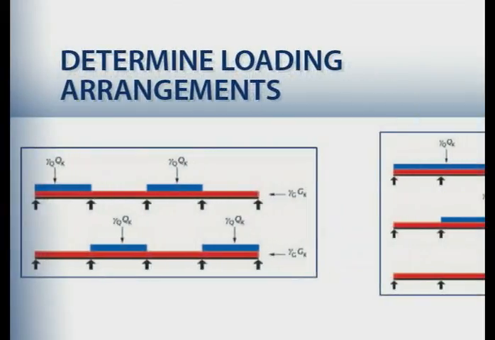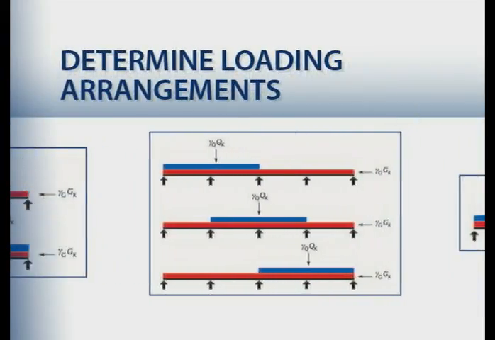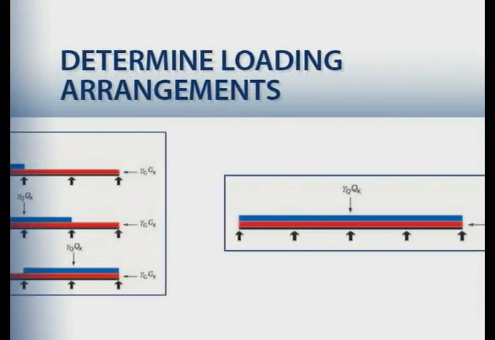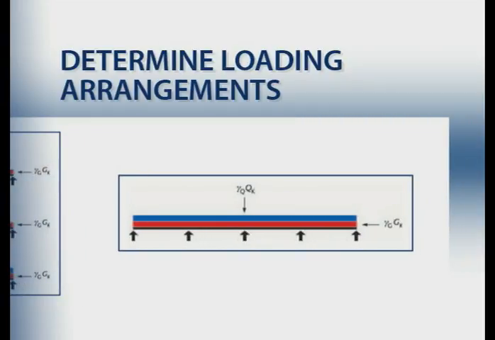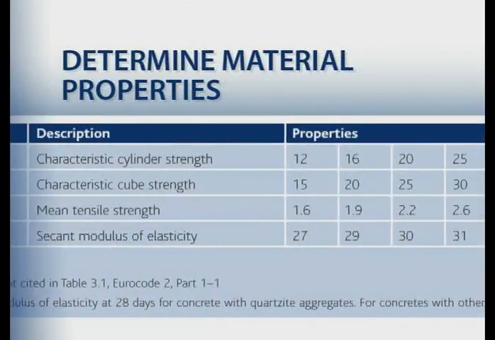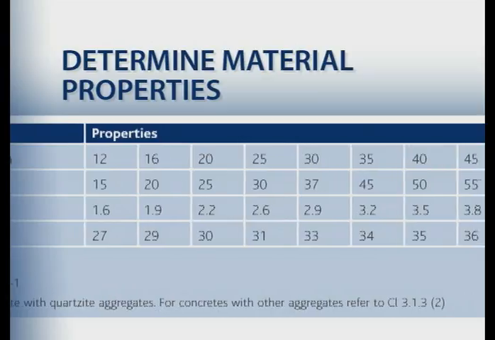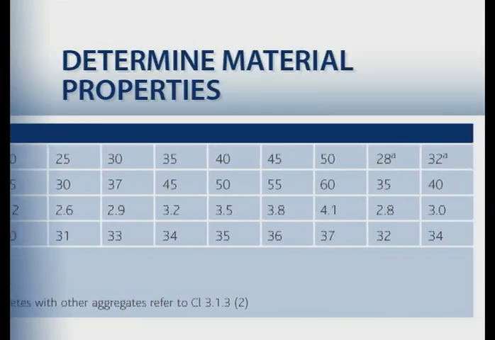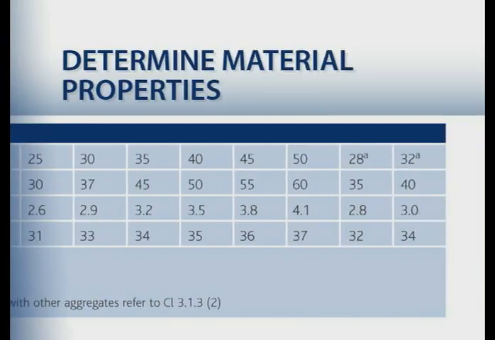Then determine loading arrangements where appropriate. In other words, the arranging of variable actions to give the most onerous forces in a member or the entire structure. These are given in Eurocode 2 and its UK annex. Next for the designer is determine material properties, assessing durability requirements, concrete strengths, cover requirements for fire resistance and bond requirements, and so on.